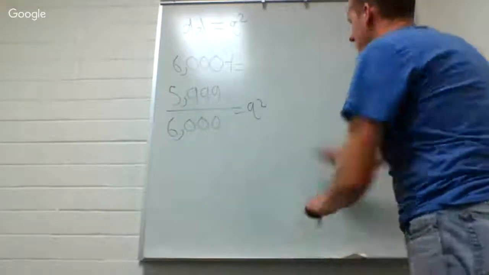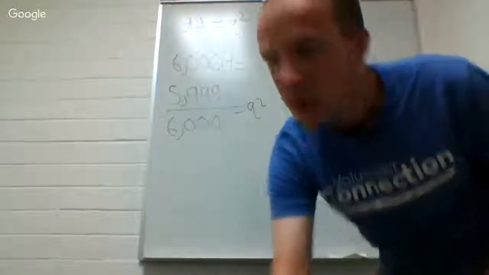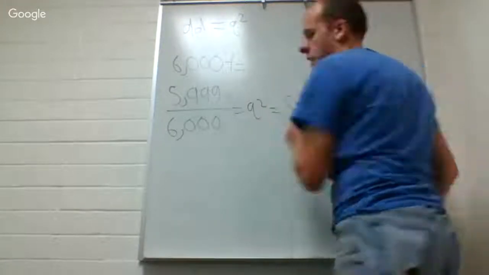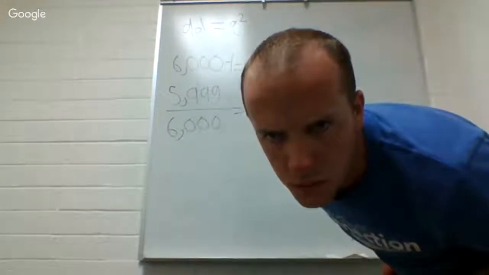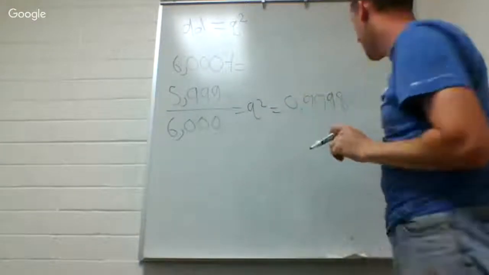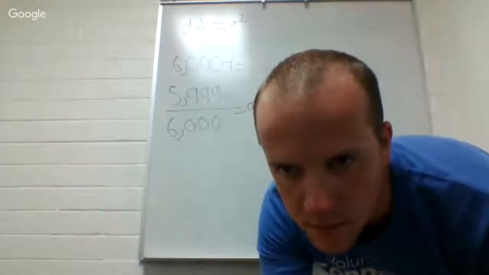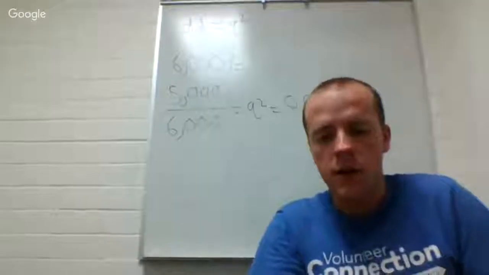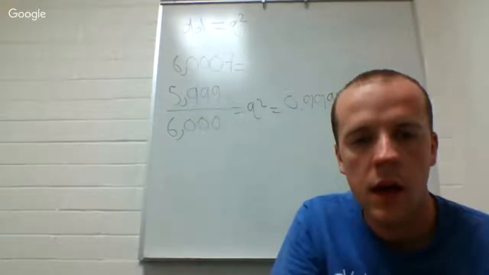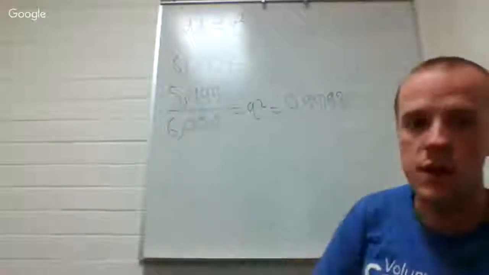Okay. So that'll give us our Q squared value, which is 0.9998. Yes. So that is our Q squared value. So yeah, a lot of individuals who are homozygous recessive for this trait.